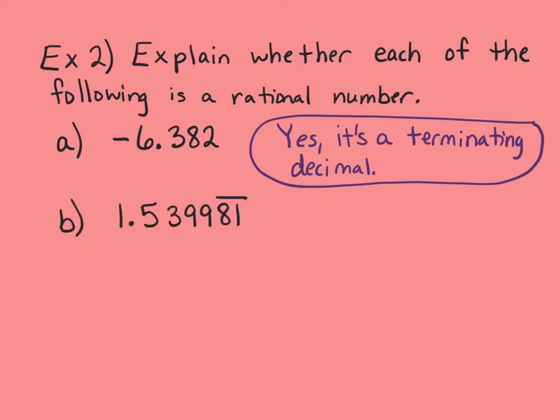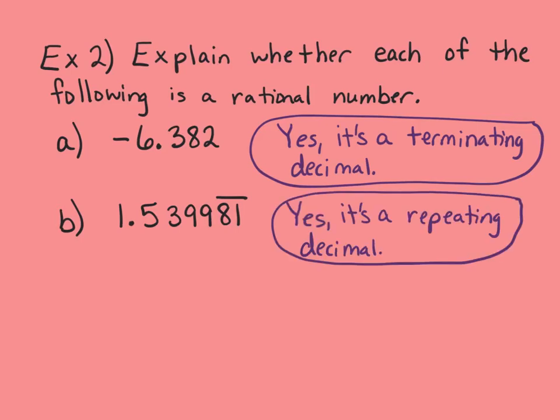Problem B, 1.5399, and then there's an 81 with a bar at the top. And that tells us that the digits 81 repeat over and over. So it's really 1.5399818181, and it'll just keep going forever. So yes, this is also a rational number because it's a repeating decimal.